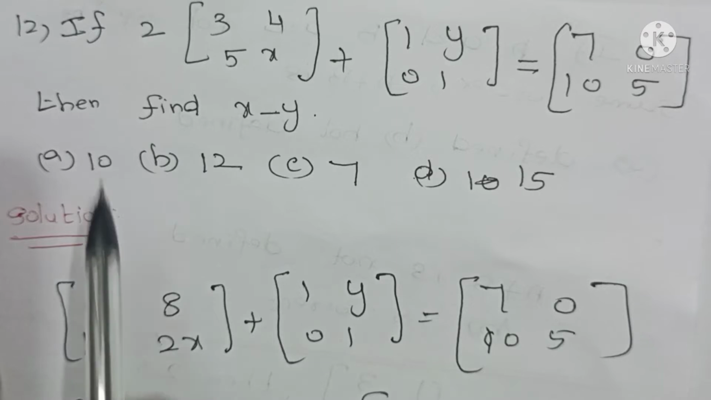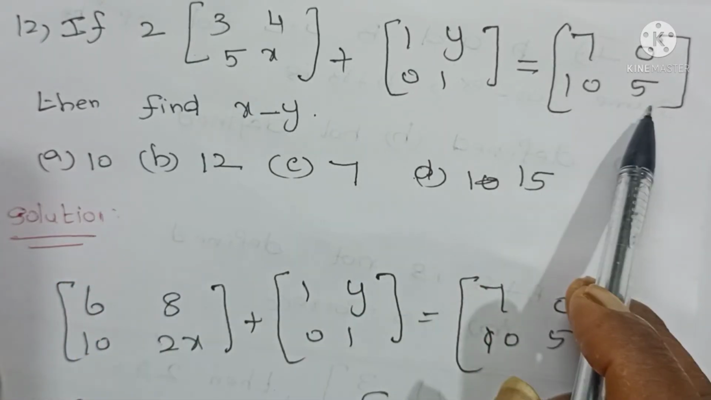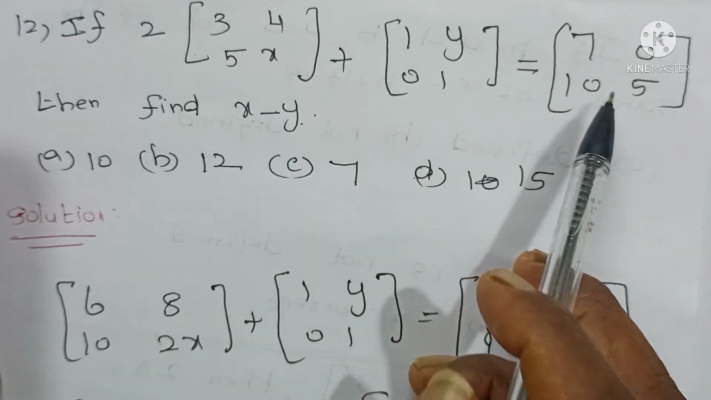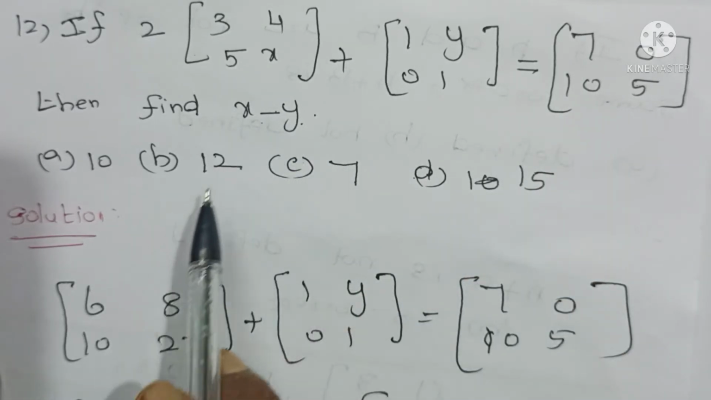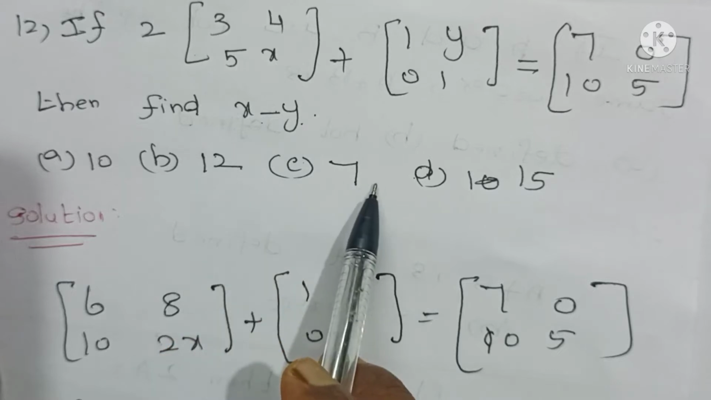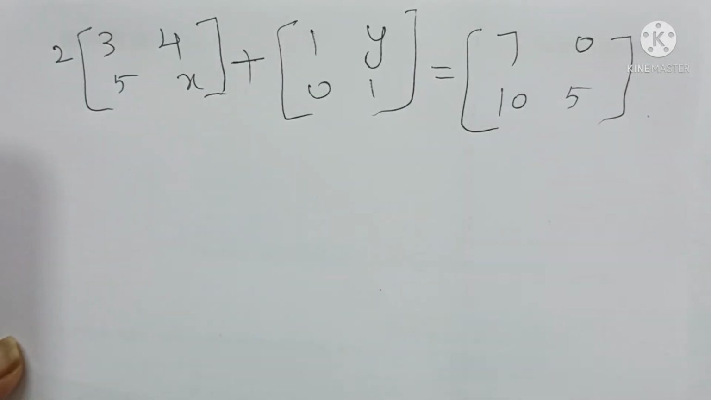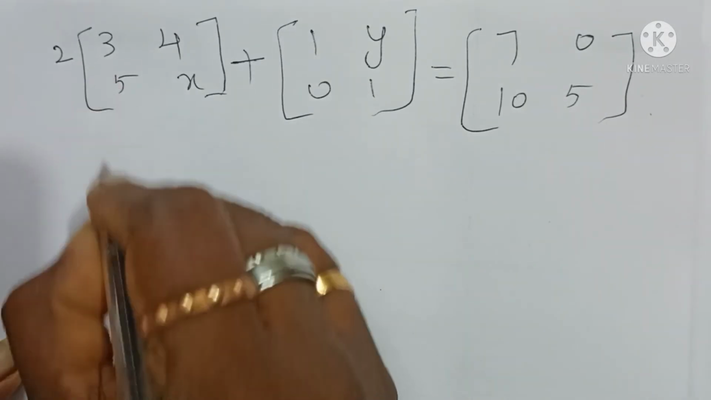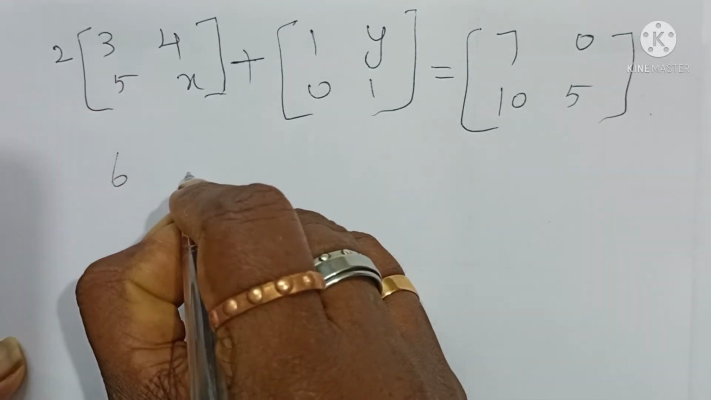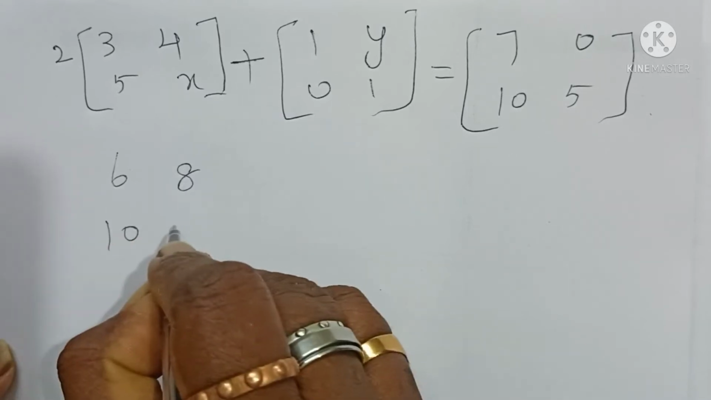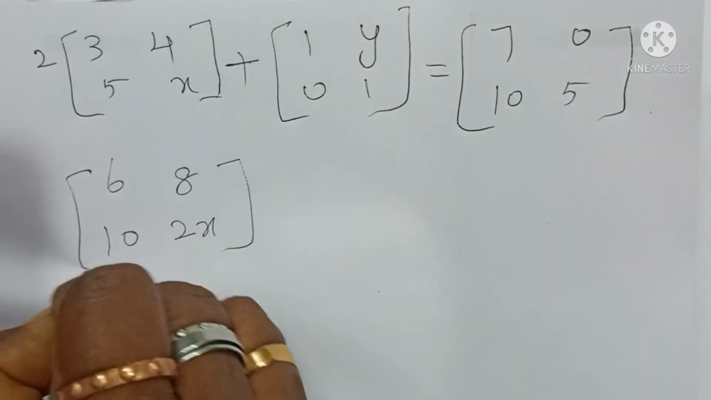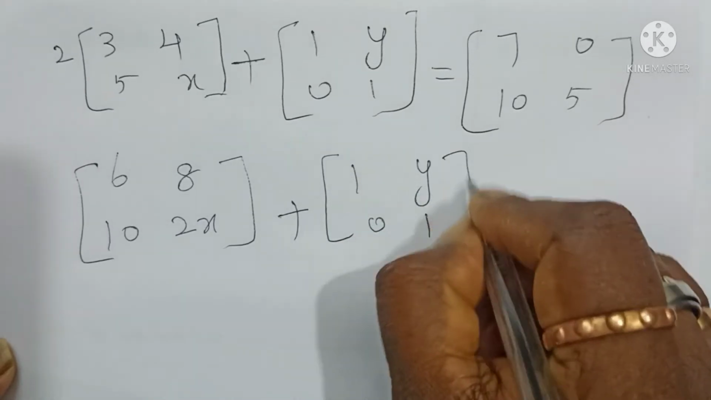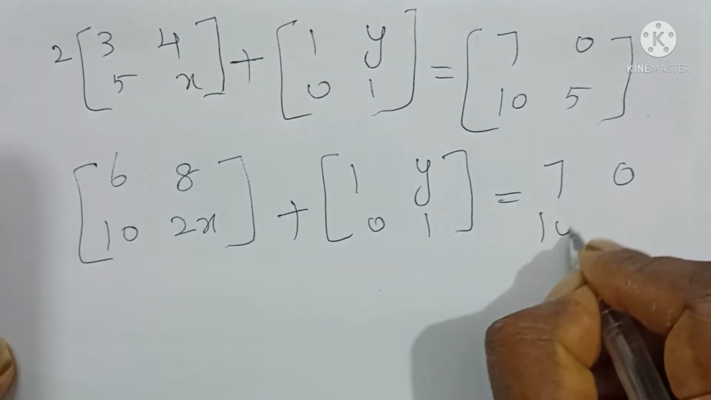Next, move on to the 12th question. The equation is given, then find x minus y. First you have to find x, then find y, then find x minus y. First you have to multiply 2 with this matrix. So 2 into 3 is 6, then 8, then 10, then 2x. Plus the others you write the same, which is equal to 7, 0, 10, 5.